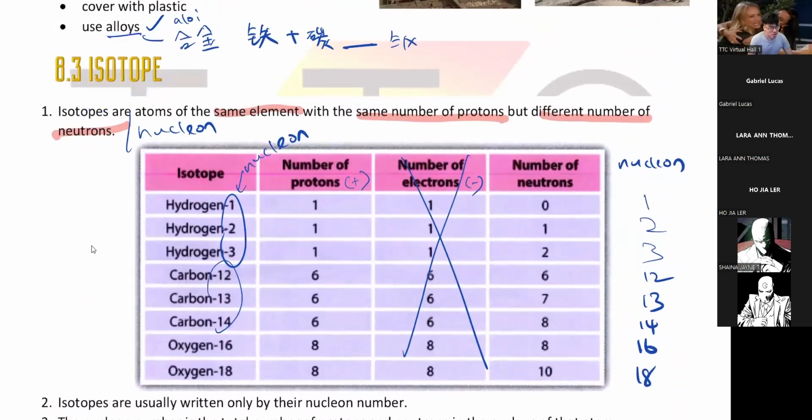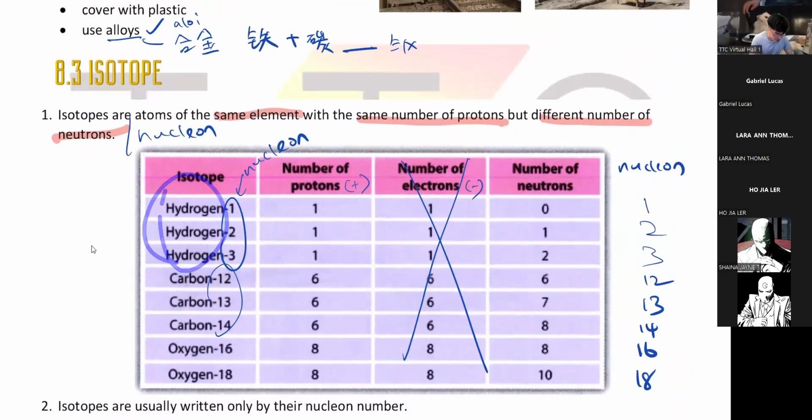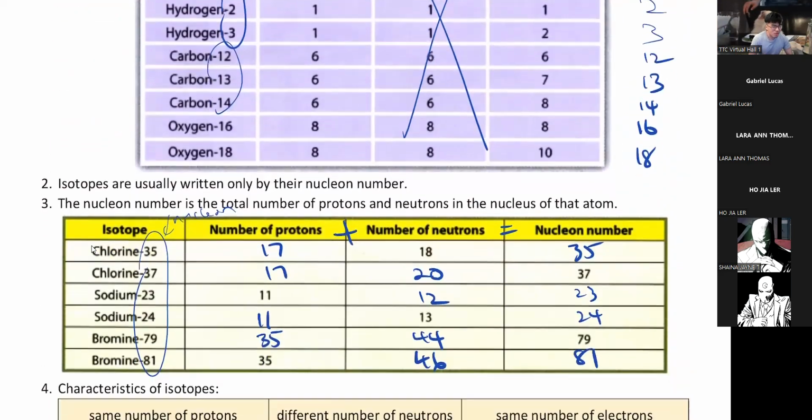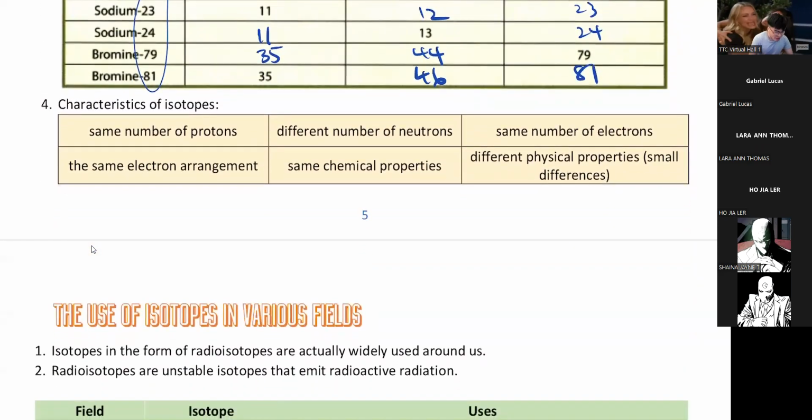Okay, isotope. Isotope basically means clones. They are the clones of the same element, but they are just somehow a little bit different. So what about their characteristics? They have the same chemical properties, but different physical properties.